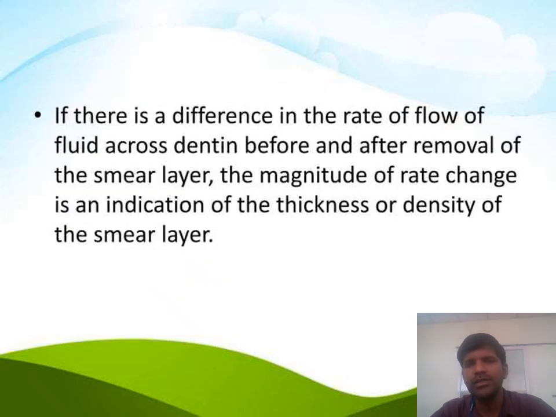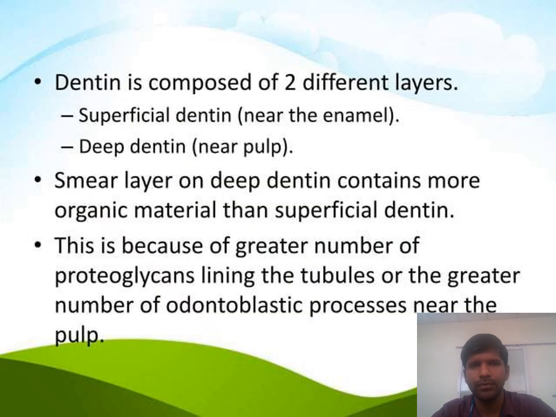If there is a difference in the rate of flow of the fluid across the dentin before and after removal of the smear layer, the magnitude of rate change is an indication of the thickness or density of the smear layer. Dentin is composed of two different layers, superficial dentin which is near the enamel and deep dentin which is near the pulp. The smear layer on deep dentin contains more organic material than superficial dentin.